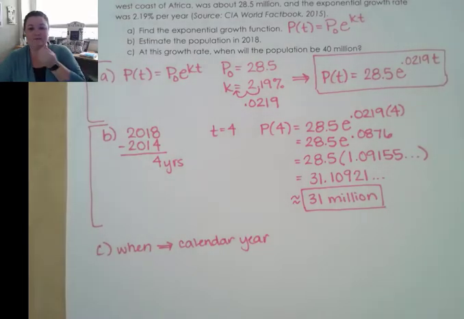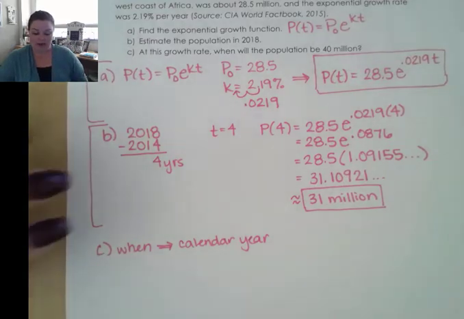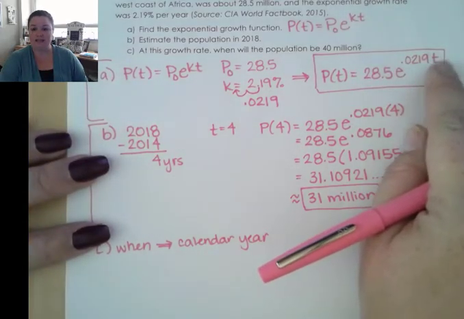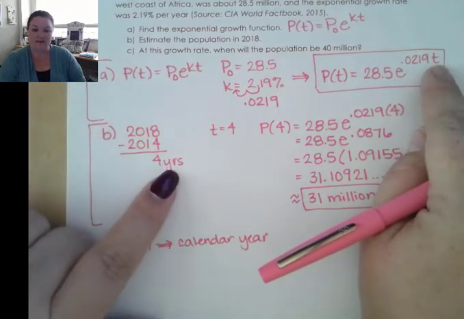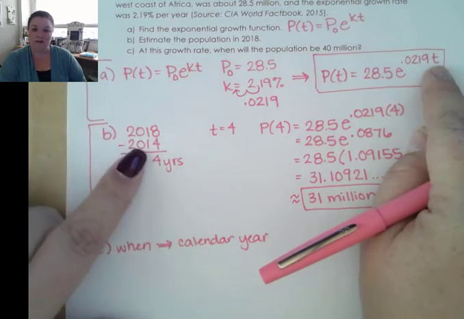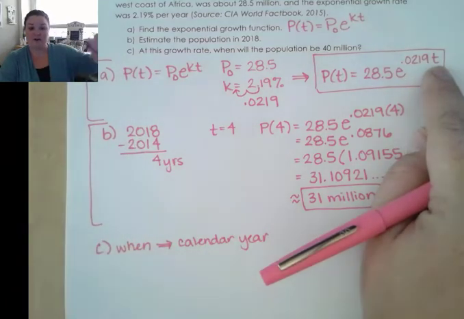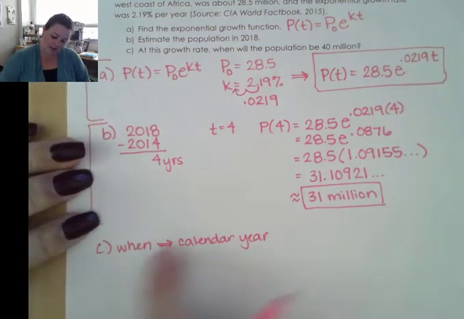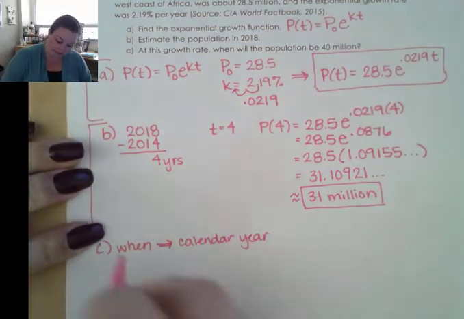We're not just looking for t. Now, we are going to have to use t to find the time, but once we get t, remember that tells us the number of years, and then we would have to add those years to our starting year to figure out how far in the future this is going to happen. So when will the population be 40 million?